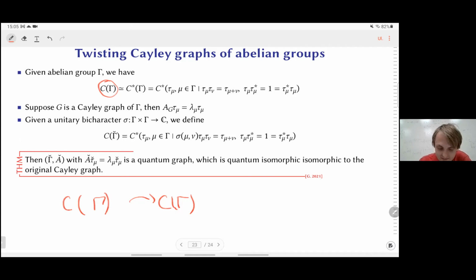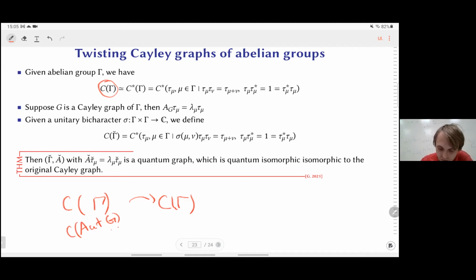And it's very well known that instead of this C of gamma, I could also put here C of the automorphism group of this graph or anything. And you can construct those co-module algebra twists given by some unitary bicharacters or two-cocycles or whatever. If you do this in this particular case, you obtain a quantum graph which is quantum isomorphic to the original one.